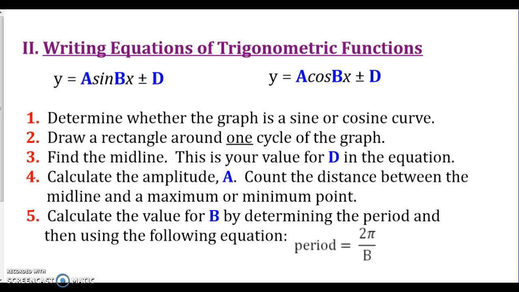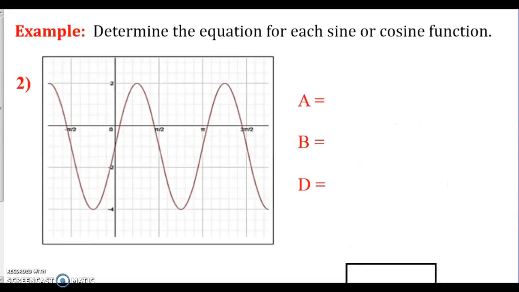We're going to draw a box around one of the cycles. This is going to help us determine the max, the min, the midline, the amplitude, and where it starts and stops. Then we're going to find the midline. That's going to give us our d value. We'll figure out the amplitude, the a value, and then the last part, our b value, we're going to have to first figure out the period and then use that to get our b value. So that's going to be a little bit more labor intensive, but not too terribly difficult. So let's take a look at an example.